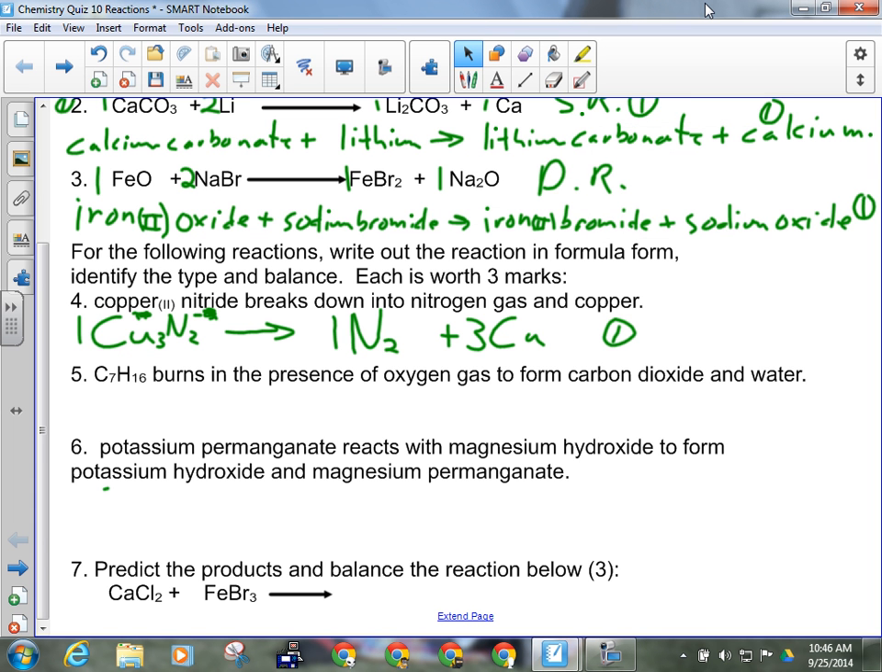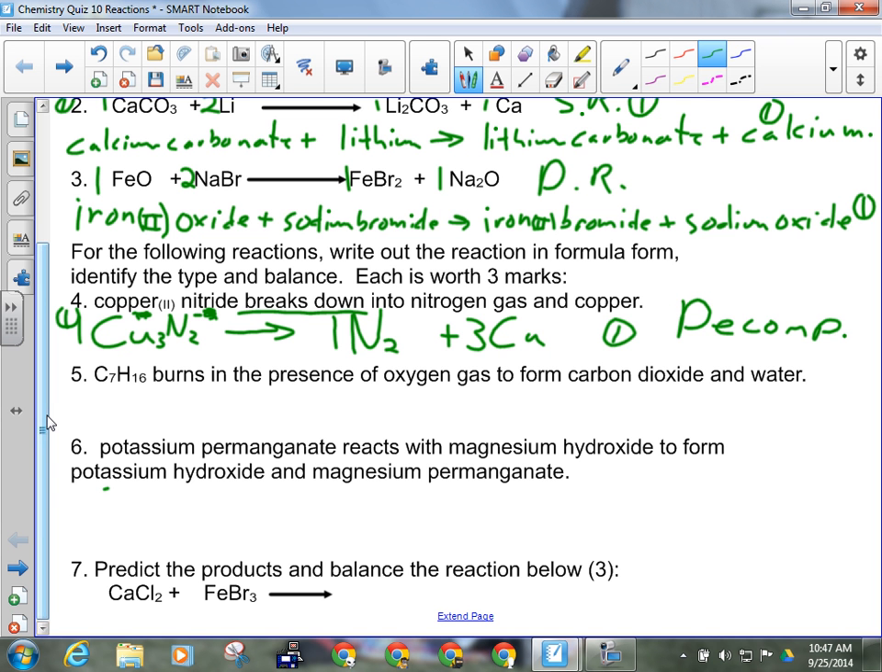Okay. So we got the balancing is done. Written in formula form is done. So that's 1 mark for each of those. And then the reaction type. Well, as soon as you see breaks down, you know it is a decomposition reaction. So 1 mark for decomp. Okay. Questions on that one?